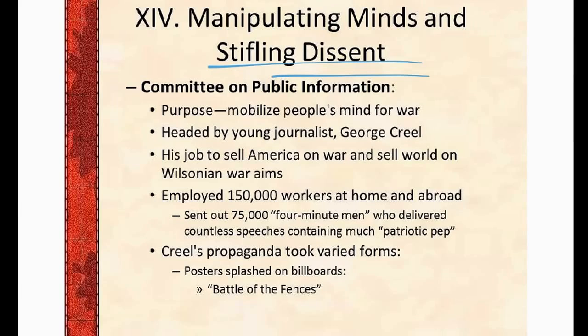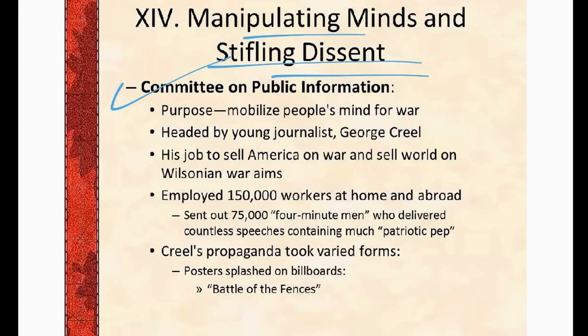Keeping American minds under control and stifling dissent to the war was the next aim on Wilson's mind. And so he created the Committee on Public Information, whose purpose was to mobilize people's minds for war. This was headed by a young journalist named George Creel. His job was to sell America on the war and to sell the world on the Wilsonian war aims.